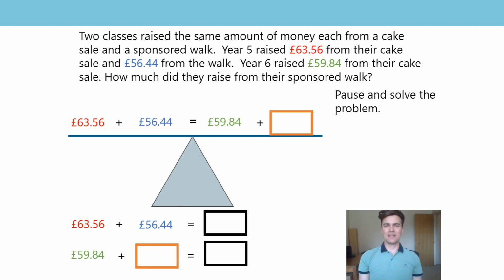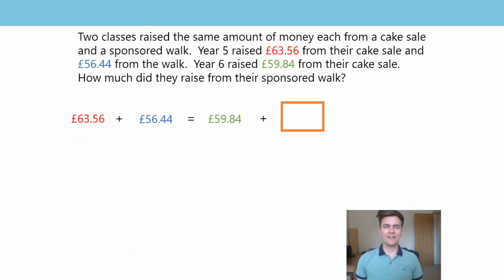Have a go now at solving the problem. We've got the equations that we formed using part-whole diagrams, bar models. Having read the problem, now have a go at solving it. Press play again when you're ready. How did you get on? How did you approach the problem? How did you find the unknown addend?